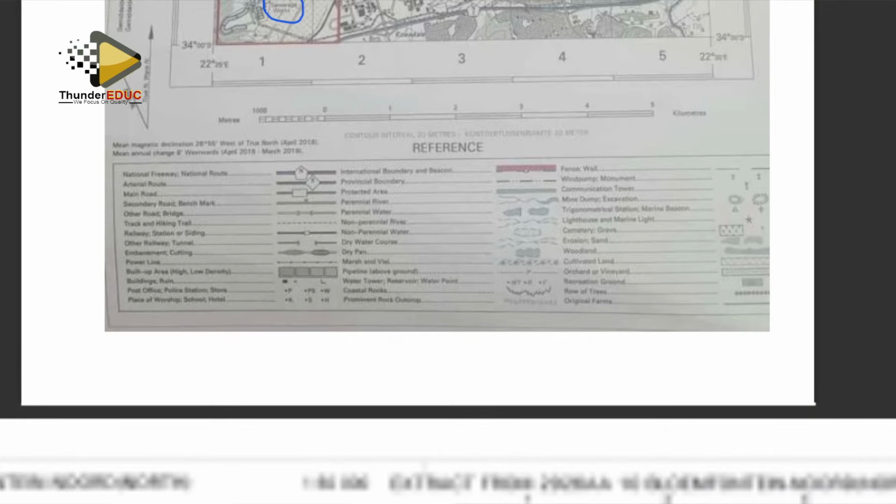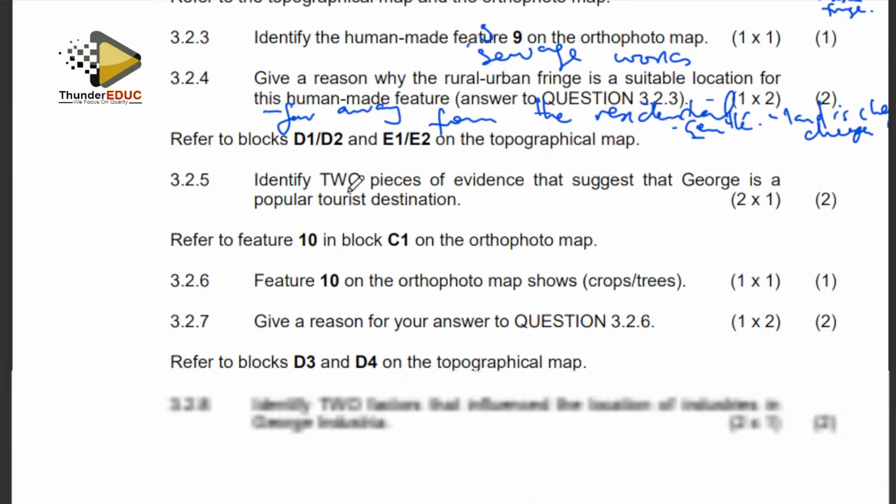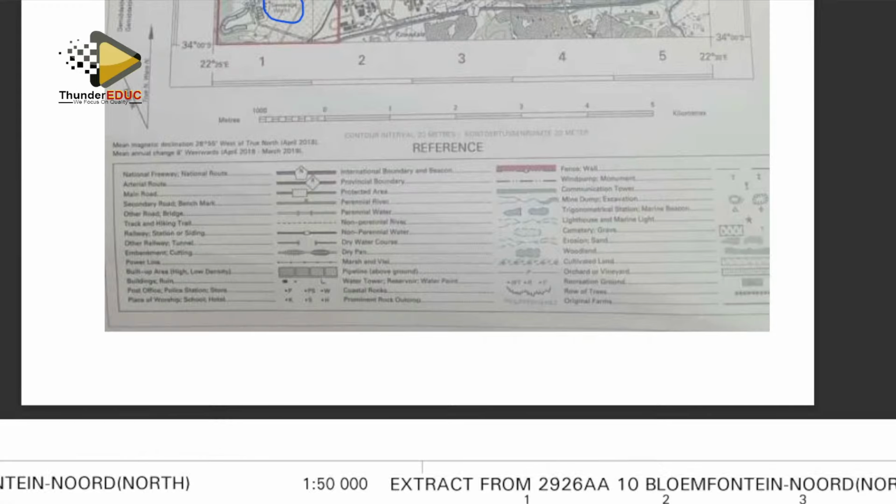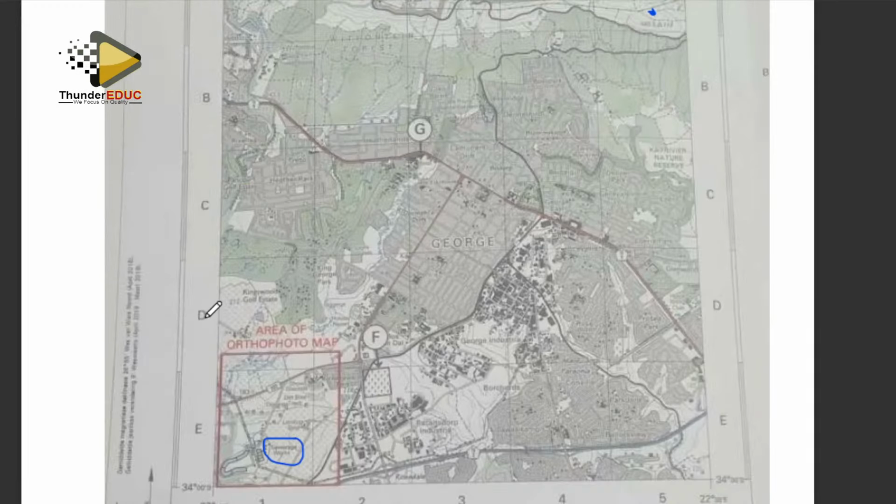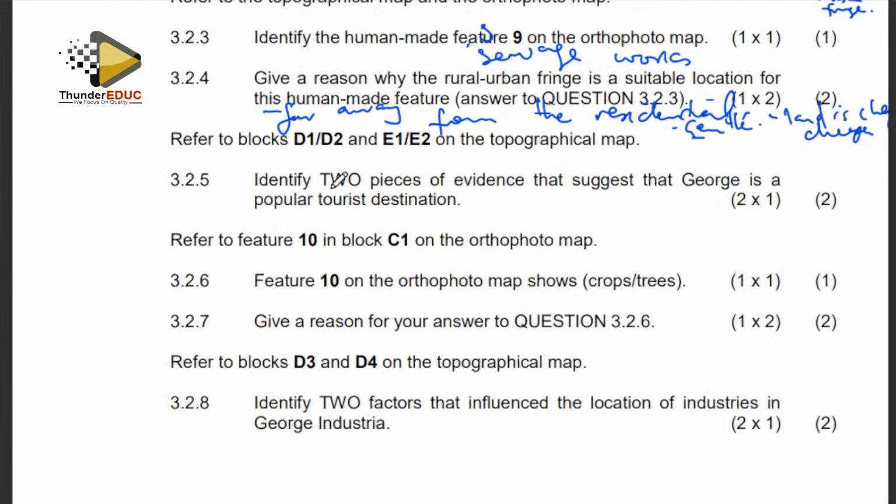3.25. I'll try to move fast now because we are running out of time. 3.25. Okay, before we continue there, they say refer to blocks D1 and D2, E1 and E2 on topographic map. We come here, we look at the topographic map, D1, D2, E1, E2. We are referring to these blocks here. We're going to look at them critically and we'll answer those questions that are asked. Identify two pieces of evidence that suggest that George is a popular tourist destination. Why do you think George is a popular tourist destination?